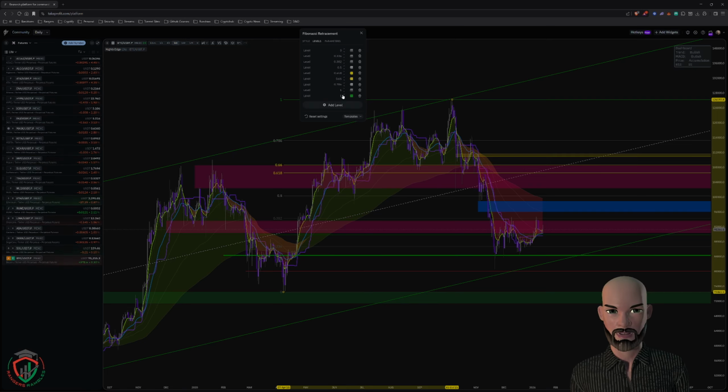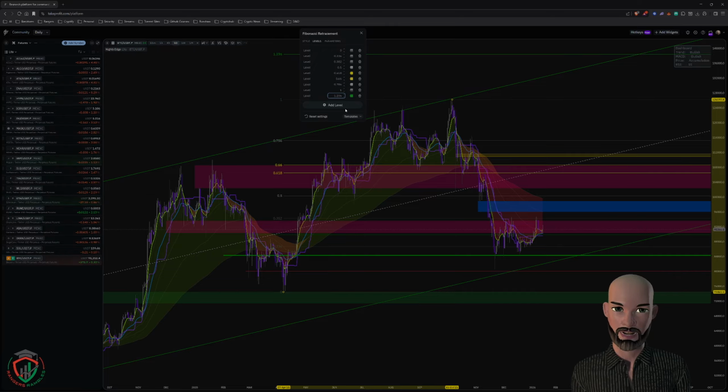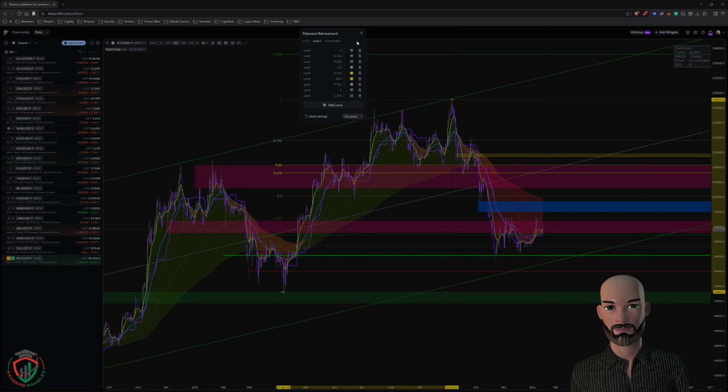Okay, add level. So first off, we want the 0.236. Okay, that'll do. Mark that as green, so it's the target. Save. I'll put this as default because clearly the previous one. Save. Okay.